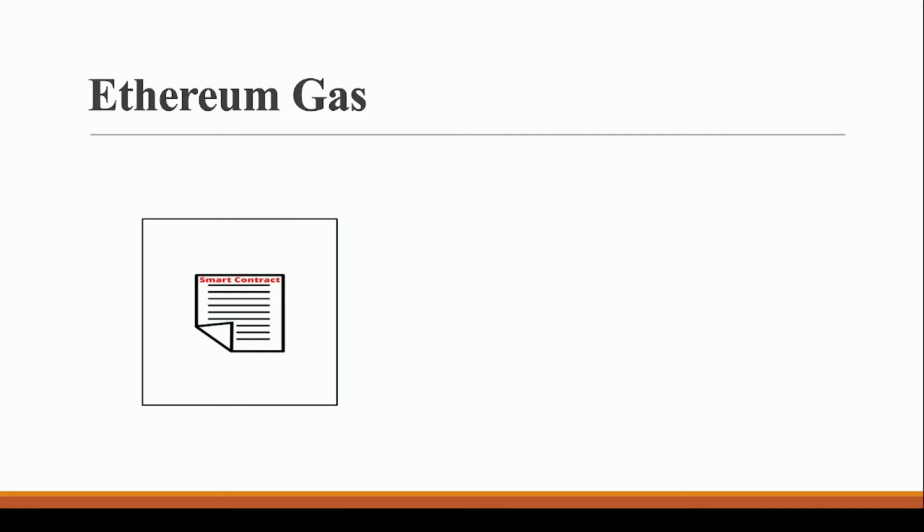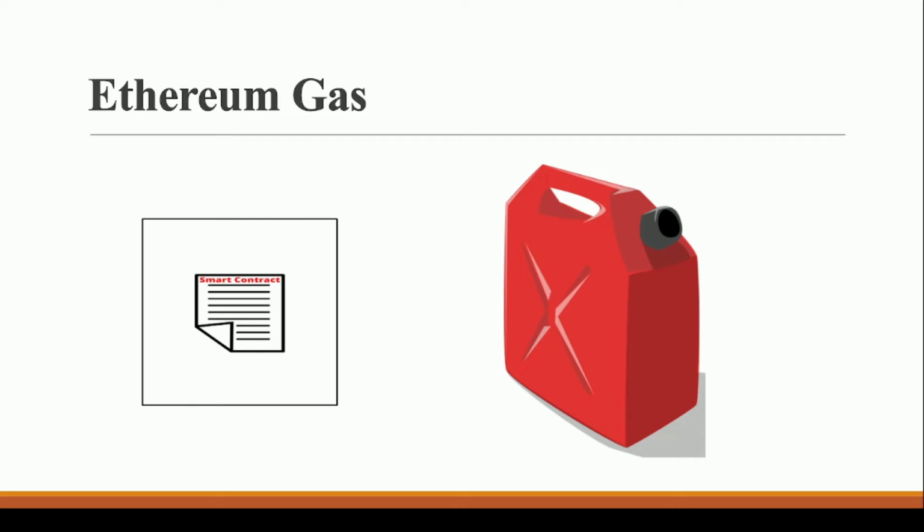Now, in the same way, let us say that you have a smart contract and you want to deploy this smart contract on the Ethereum blockchain. You want to execute some code on this smart contract that is deployed on the Ethereum blockchain. Now, in order to do that, you will require gas. But this gas will not be like your petrol or your diesel, but this gas will be called Ethereum gas. Now, why will you require this Ethereum gas?